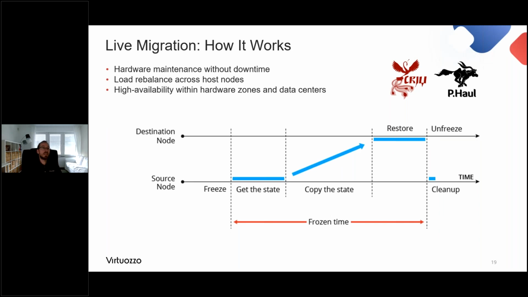And lastly, regarding live migration. I've mentioned already that there is CRIU, which is checkpoint and restore in user space, and with the help of P.Haul, which does the actual data transfer, we can copy data from one node to another. It works with local storage, with our Virtuozzo distributed storage, but it basically delivers hardware maintenance without downtime.